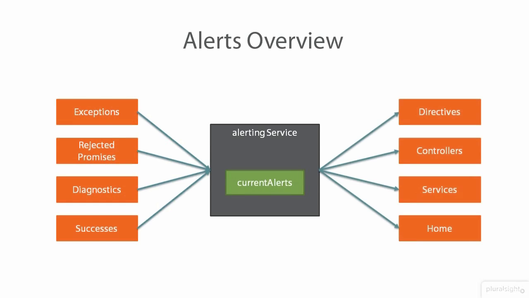Now, funneling information from different sources of events into the alerting service requires a few different techniques depending on the information that you want. I'm going to show you some different techniques to use, techniques like decorating a service. But before we even reach that point, let's look at a simpler scenario where a controller just wants to raise an alert for the user to see.